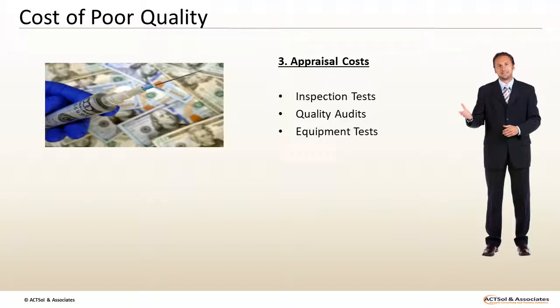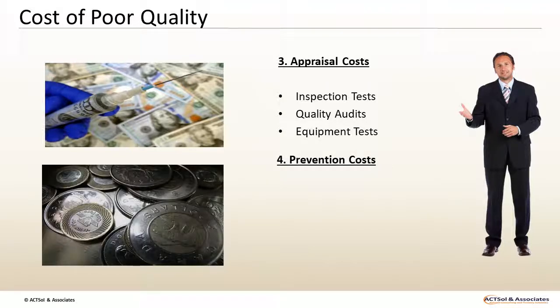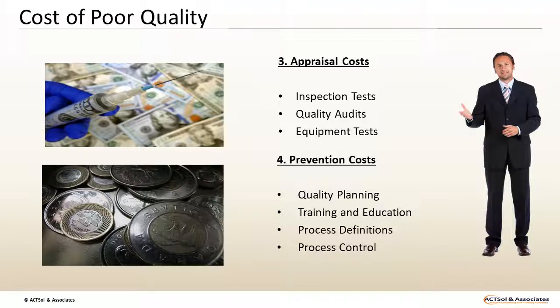Number 4, prevention costs. These costs are the expenses incurred due to quality planning, training and education, process definition, technical manuals, early product approval, process capability studies, and preventive maintenance.